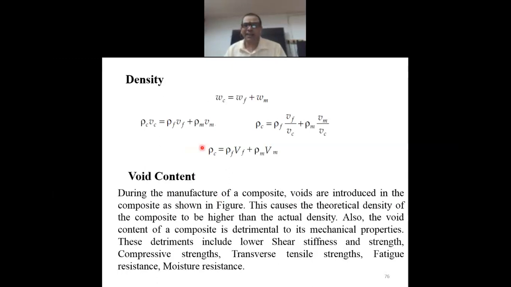And this is the theoretical prediction of the density. This equation helps us, so we don't need to do the experiment. Theoretically, if we know what the fiber is, what the matrix is, their densities, and what volume of fiber we are going to add in the composite, then we can predict the density of the composite. What would be the density of the composite? We can predict it theoretically. We don't need to procure the material or do the fabrication.